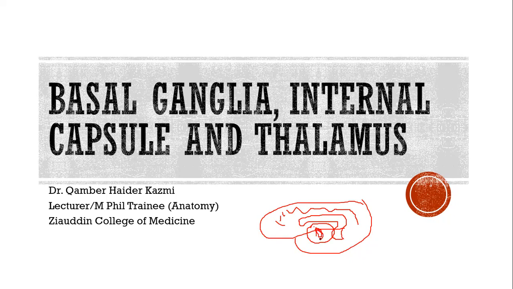The diencephalon has a lot of structures, but out of those, there are only three major things that you need to know in detail. One is the basal nuclei, also known as basal ganglia. Then we have the internal capsule, and then we have the thalamus. We're going to talk about these three major structures and their functionality in this lecture.